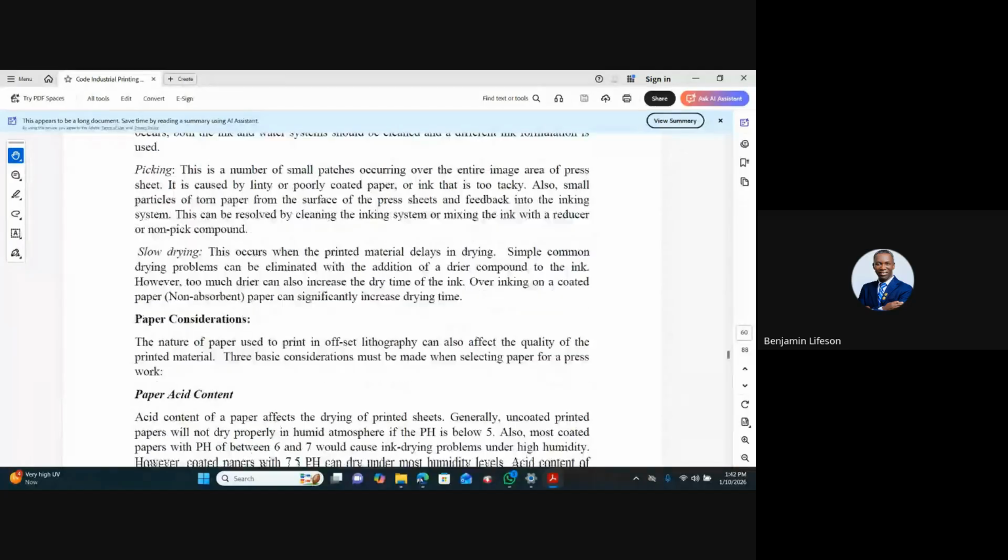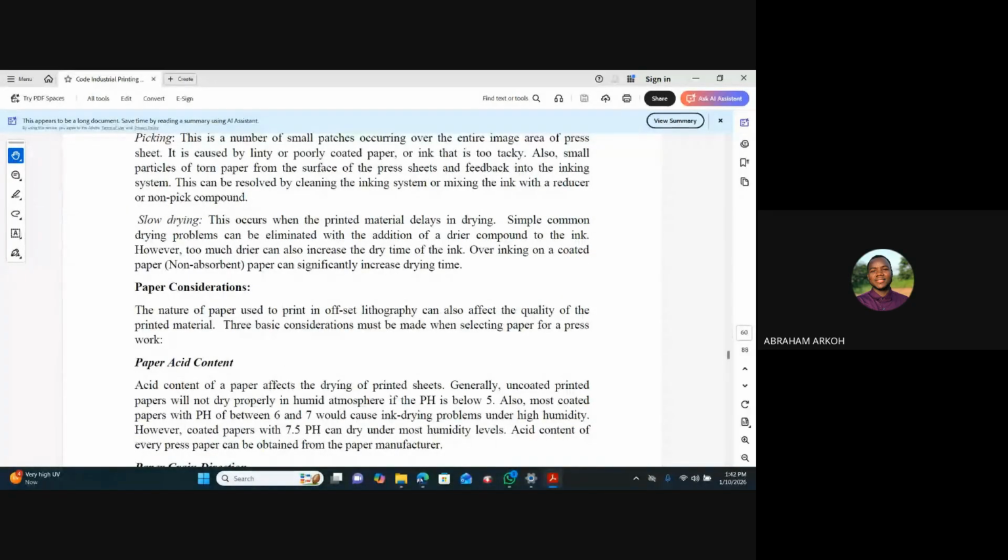Okay, so let's go to slow drying quickly. Slow drying occurs when the printed material is delayed in drying. Simple common drying problems can be eliminated with the addition of dryer compound to the ink. However, too much dryer can also increase the dry time of the ink. Over-inking on a coated paper or a non-absorbent paper can significantly increase drying time.